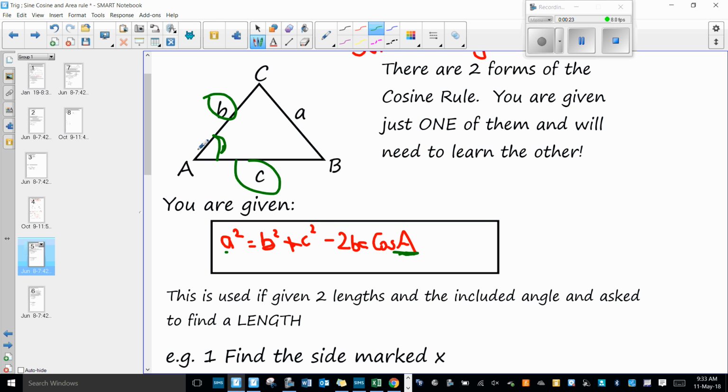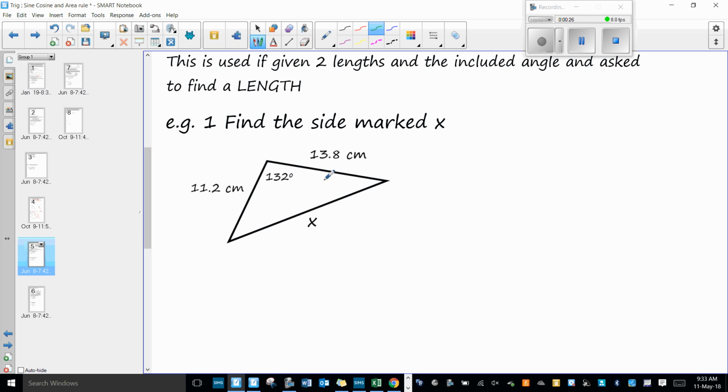We need these things here. So have we got that here? Yes, check. So we would write x squared equals 11.2 squared plus 13.8 squared minus 2 times 11.2, I'm putting these in brackets just to show they're multiplied, multiplied by 13.8, and then cos what? Cos 132.